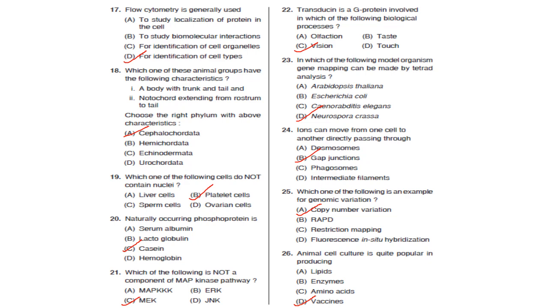Then which of the following is an example of genomic variation? So copy number variation is an important component of genomic diversity, as is single nucleotide polymorphism. So copy number variation is a SNP. Answer is option A. Then animal cell culture is quite popular in production of. So it is quite popular in the production of vaccines. Answer is option D.